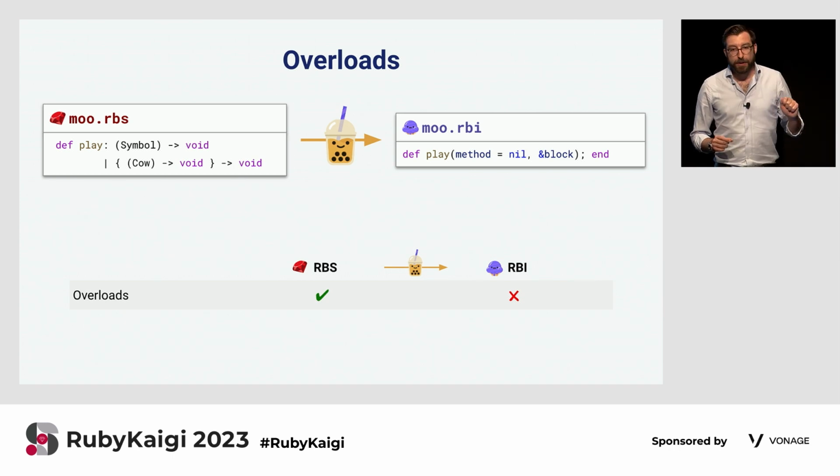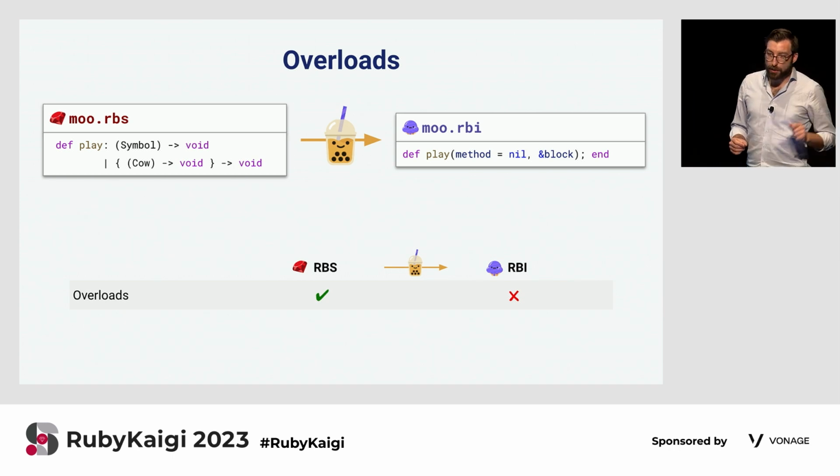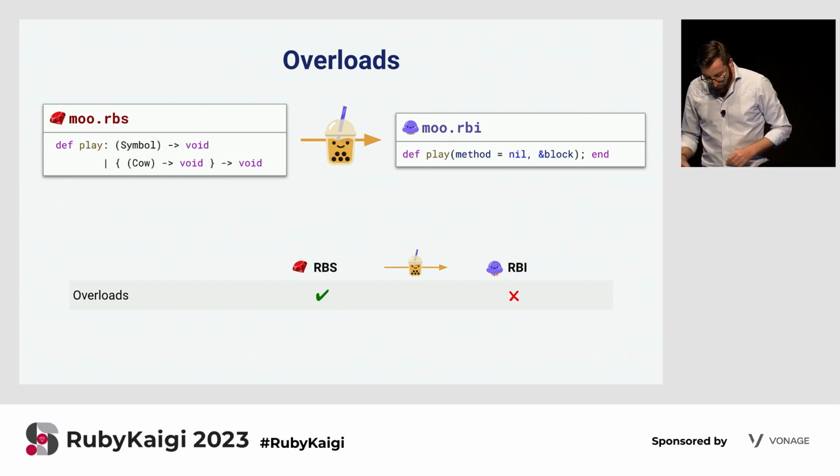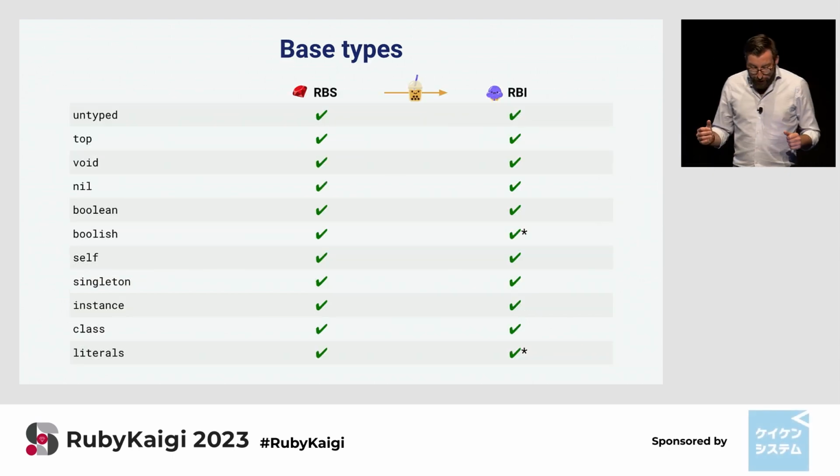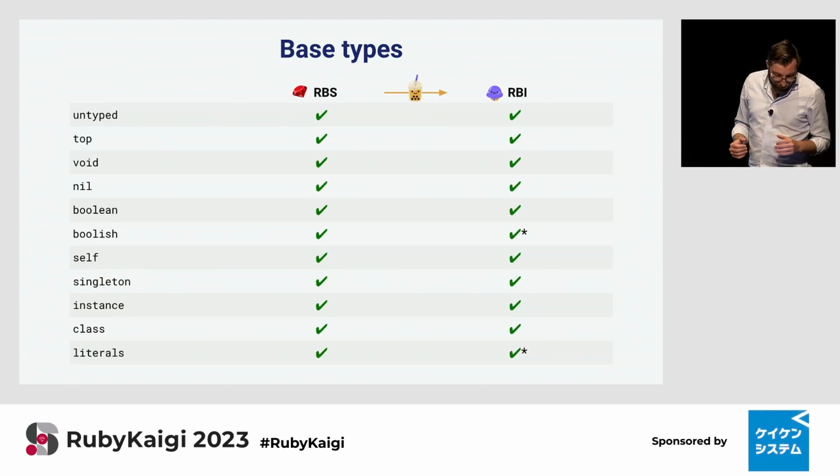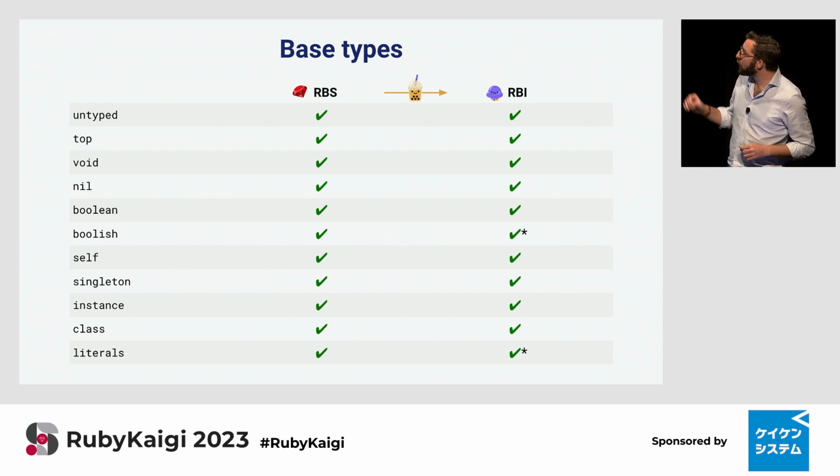Luckily, for most of the gems we use and the application code, we don't have that many overloads. So that means we don't end up with too much untyped code at this point. So it's not directly supported. For base types, most of the types are actually present. Slight difference here: bool is going to be translated as T.untyped.